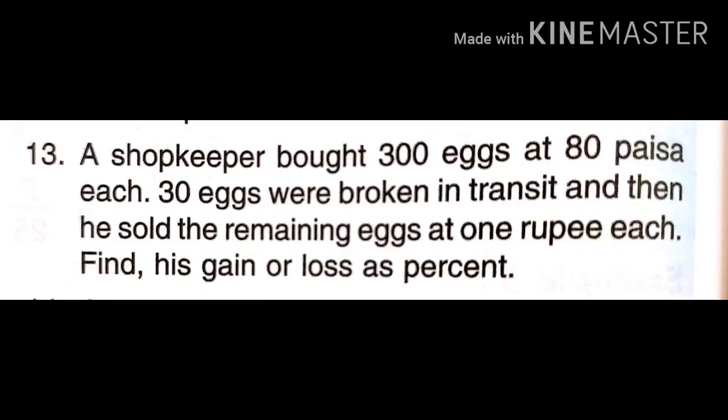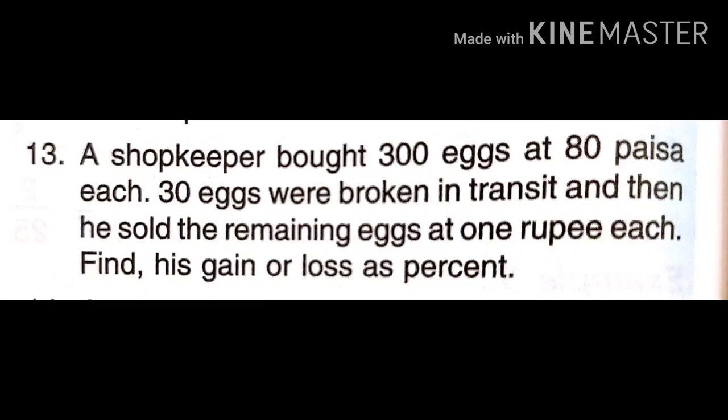Remember what I have told you, in what problem you have to read the question 2 times. Question 30 is very important. Only the question is big, written like that. The question is very easy. See here, a shopkeeper bought, means cost price, 300 eggs at 80 paise each, means cost of one egg is 80 paise and total 300 eggs. From here we can find cost price of all eggs. Okay, 30 eggs were broken.